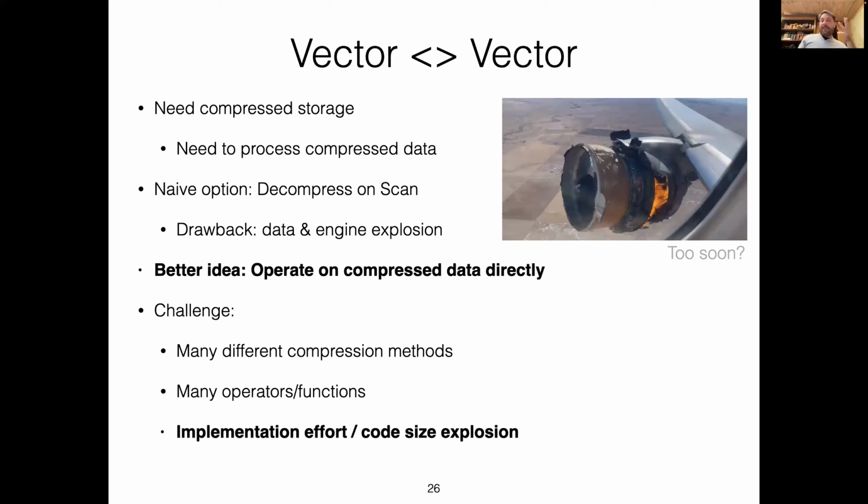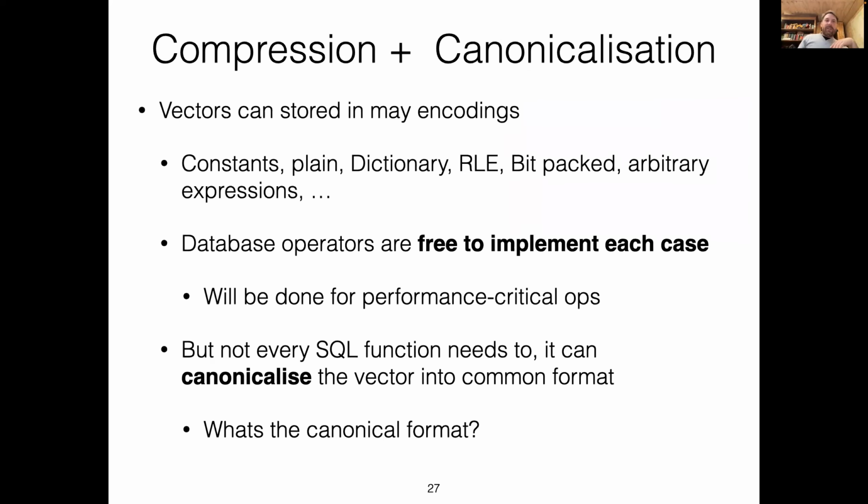And the challenge with operating directly on compressed data is that there are many different compression methods, and many operators and functions, so you get a code size explosion and an implementation effort explosion if you were to implement all the operators for all the different compression methods. That makes sense. So what we came up with was this idea of canonicalization, which assumes that vectors can be stored in many, many encodings. You can have hundreds of different encodings. The operators are free to implement whichever of those they want, but not every operator has to do this, because there are operators where it doesn't matter.